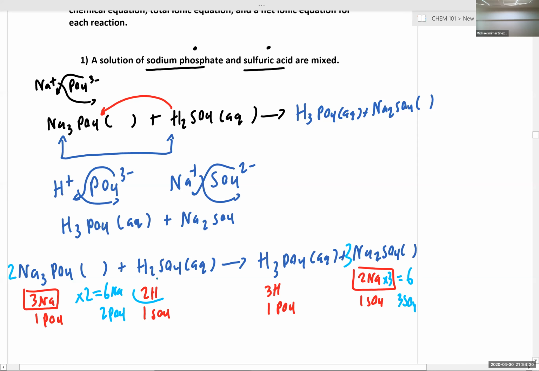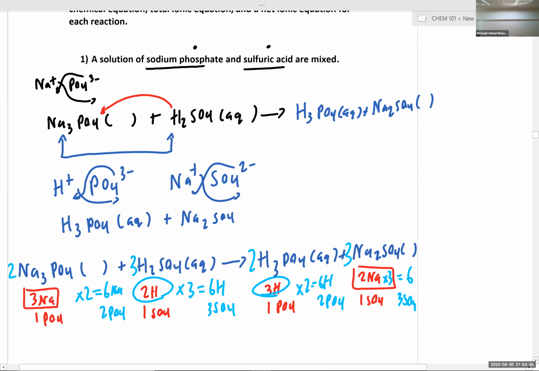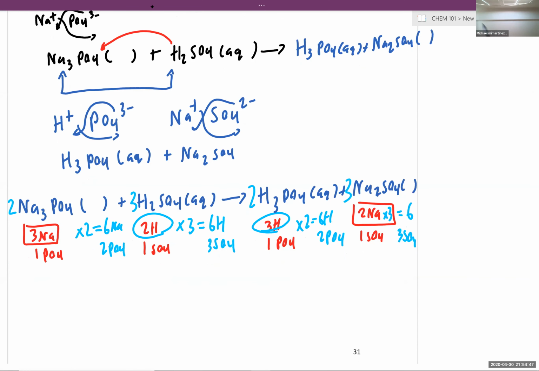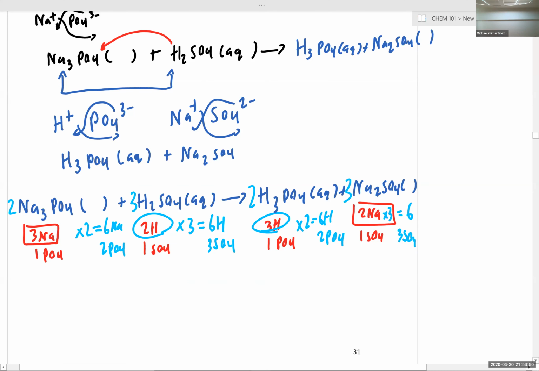Let's do the same process for hydrogen. What's the least common multiple between 2 and 3? 6. So we're going to multiply our moles of sulfuric acid by 3. So we have 6 hydrogens and 3 sulfates. And we're going to multiply our phosphoric acids by 2, which gives us 6 hydrogens and 2 phosphates. Wonderful. So now that we have our balanced equation, let's just write our balanced equation.